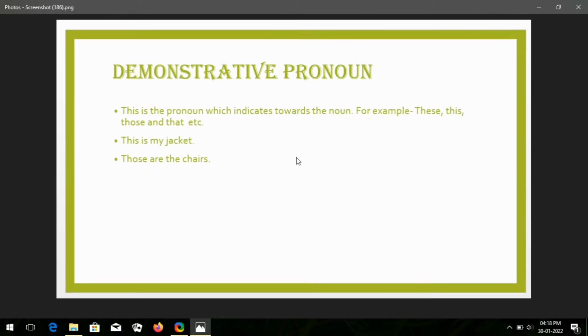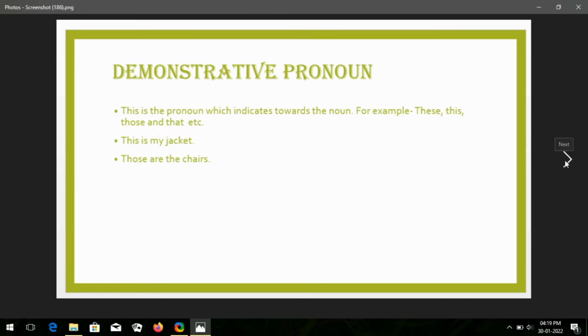Let's move forward. And here the demonstrative pronoun. This is the pronoun which indicates towards the noun. For example, these, those, and that. So it generally shows the indication. Fine. It shows the indications towards the objects or subjects, you can call, like this is my jacket and those are the chairs. So this and those are playing the role of demonstrative pronoun. Fine. I hope you are getting it.